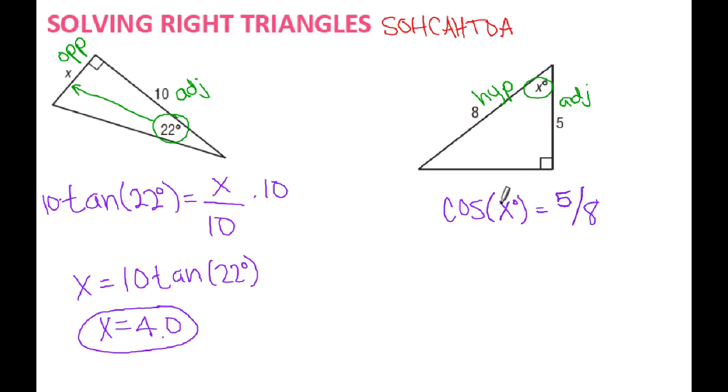Now right now your x is stuck inside the trig function, so to be able to extract it out and solve for it, we want to use the inverse. So whenever you're solving for an angle measurement, you always want to use the inverse. So it's going to be the inverse cosine of 5/8. I'm going to take that and plug it into my calculator. Inverse cosine of 5/8. I'm going to round to the nearest degree, so it's 51 degrees.